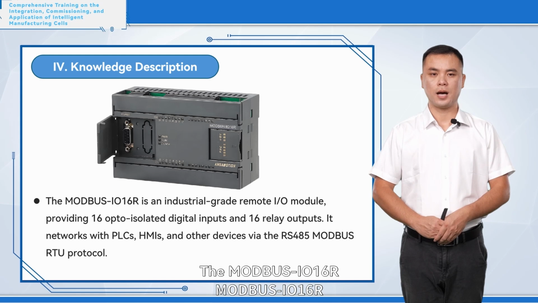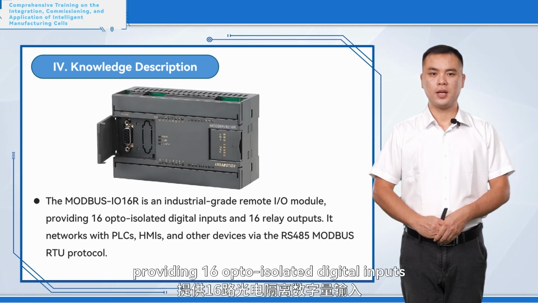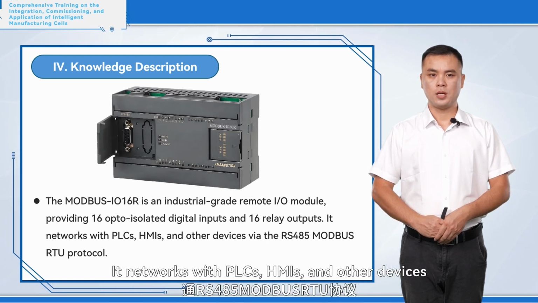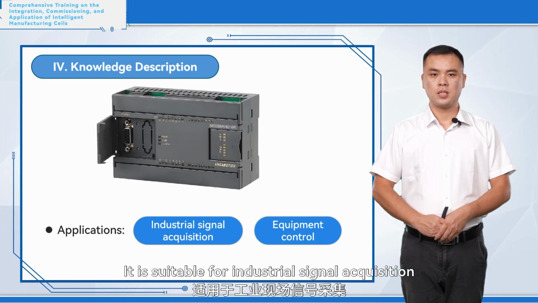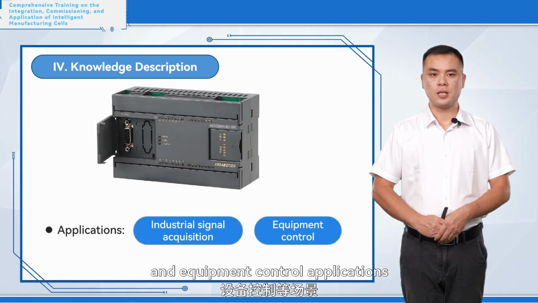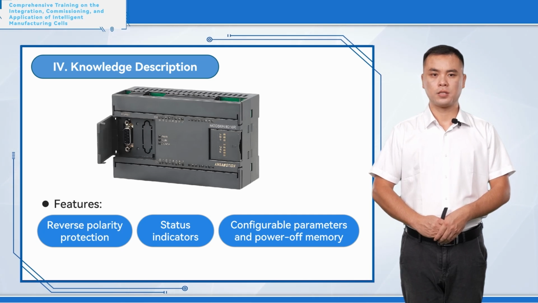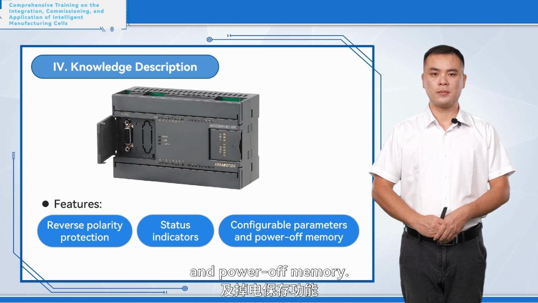The MODBUS IO16R is an industrial-grade remote I/O module, providing 16 opto-isolated digital inputs and 16 relay outputs. It networks with PLCs, HMIs, and other devices via the RS485 Modbus R2 protocol. It is suitable for industrial signal acquisition and equipment control applications and features reverse polarity protection, status indicators, configurable parameters, and power-off memory.